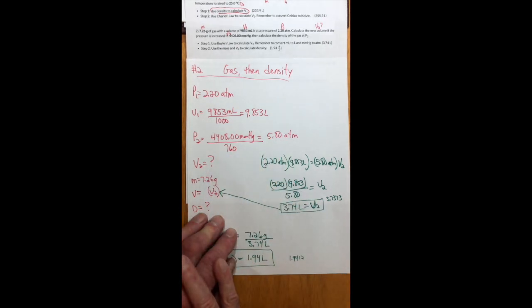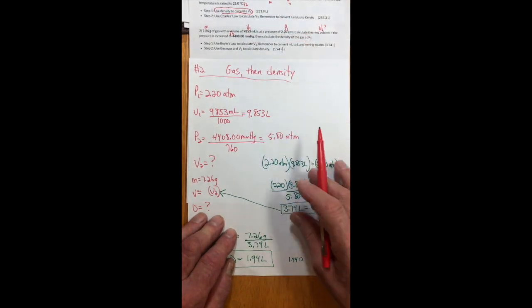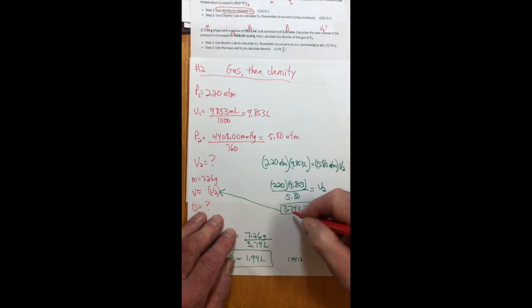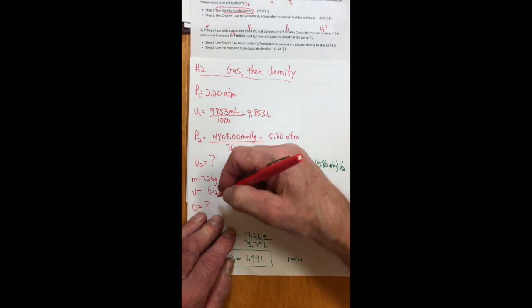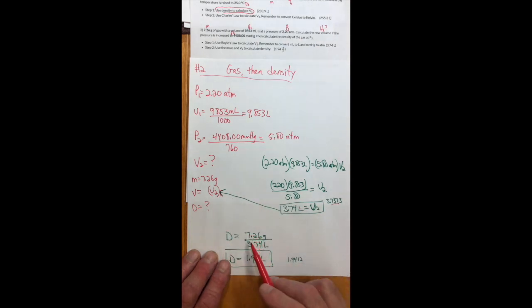I'm looking for the volume first, right? So that's what I'm looking for. Calculate V2. So there we go, P1, V1, P2, V2, right there, solve for V2, divide by that, I get 3.74 liters. I got 737, round it. I tend to go 2 decimals, sometimes 1, never 3. So there's my volume. Now I'm going to use that in my mass calculation. 7.26 grams divided by 3.74 gives me 1.94 liters at 2 decimal places.